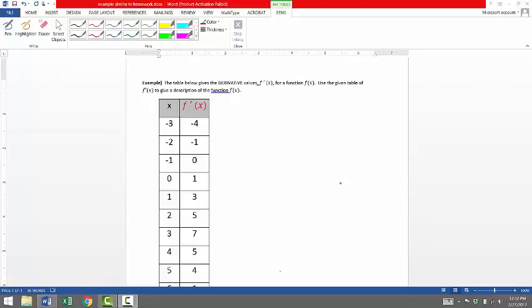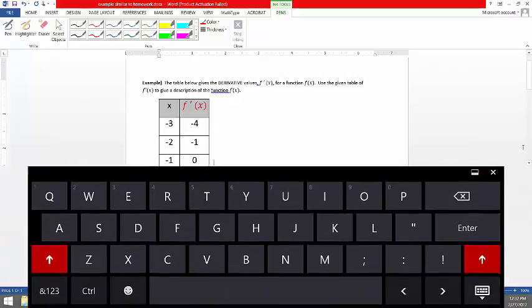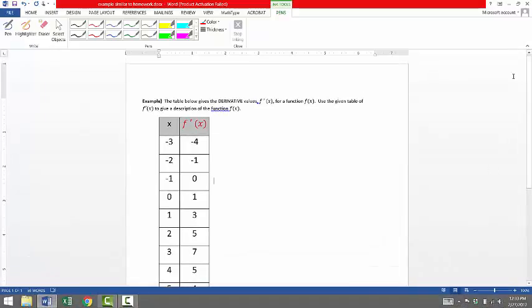In this problem, we've been given a table of derivative values f prime of x, and we've been asked to give a full description of the function f of x. First, we're going to start by noting a few important little facts that we know about derivative functions and their relationship to the function f of x.